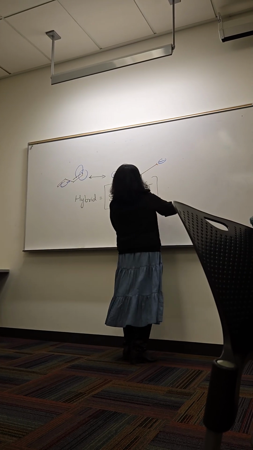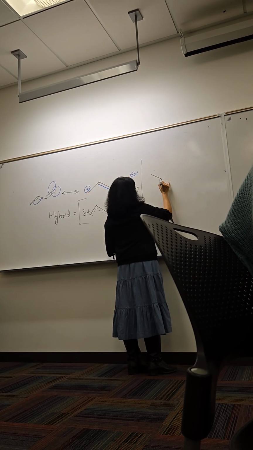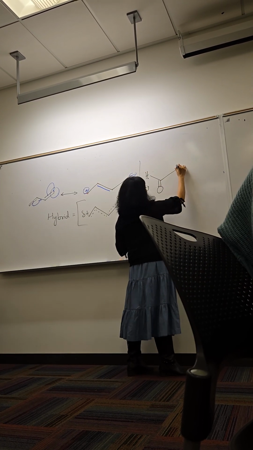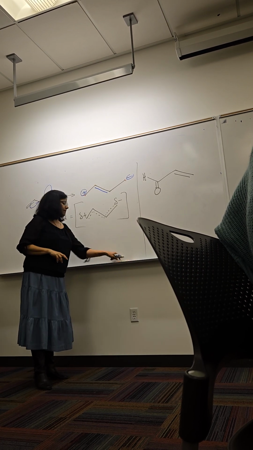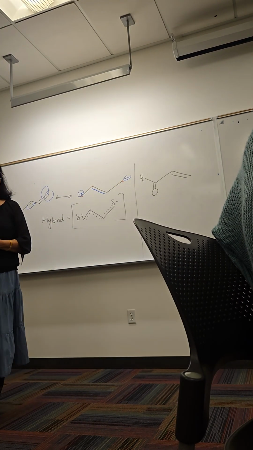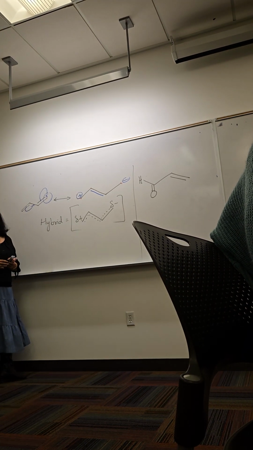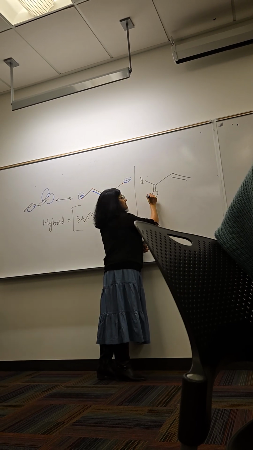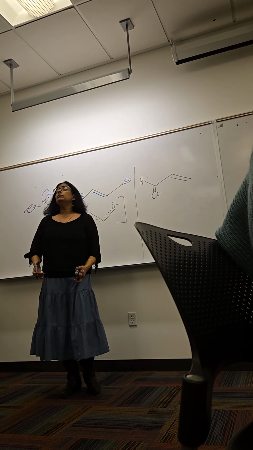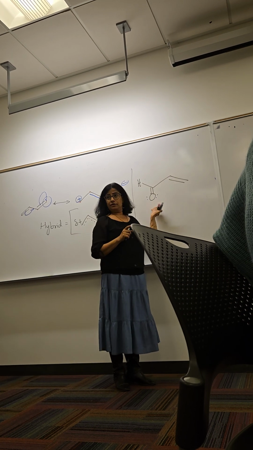Similar to this, can this have resonance? Yes, no, maybe. Can it do resonance? Yes. Where, what, why? Oxygen has the lone pairs. Exactly. Allylic lone pairs are on an atom next to a double bond.